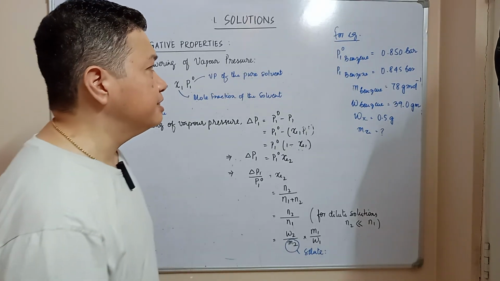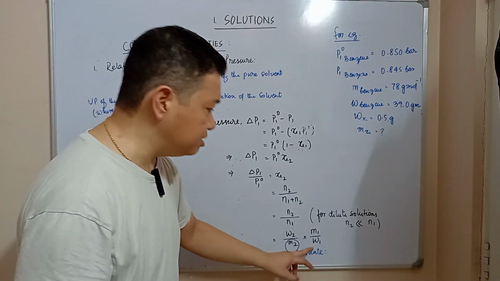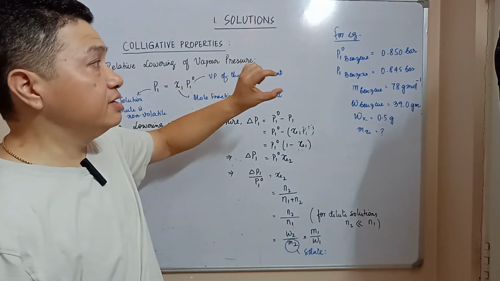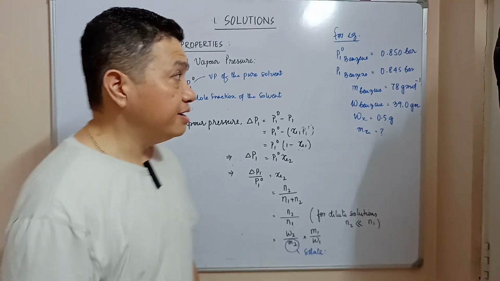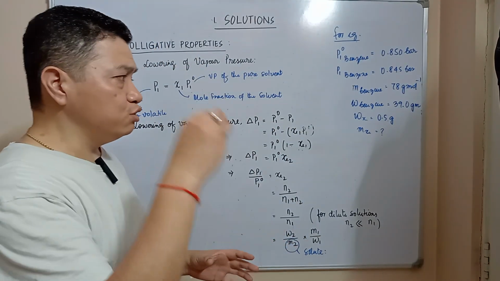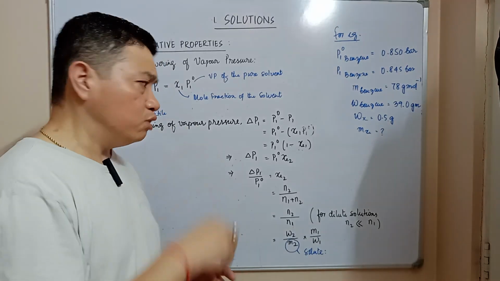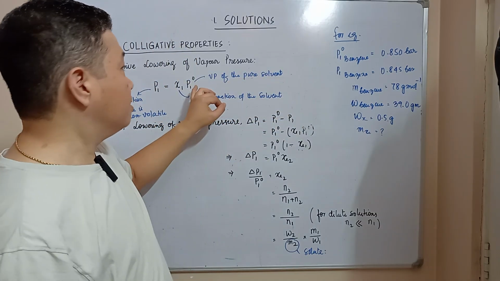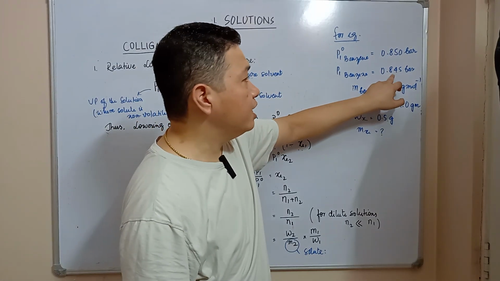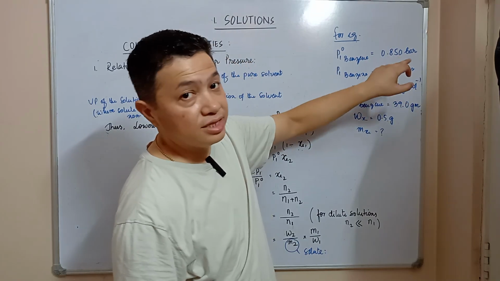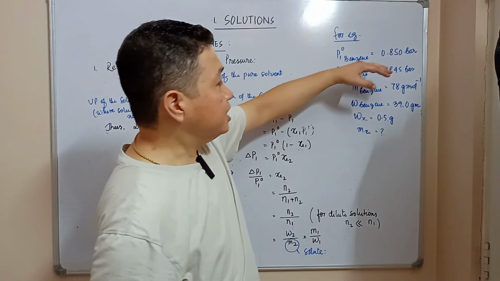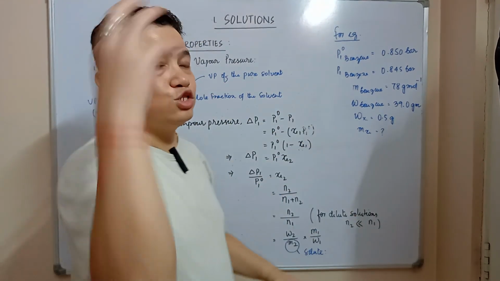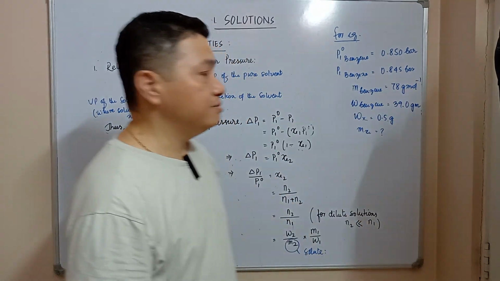Let's take an example. Say there's a solvent called benzene, and its vapor pressure when it is pure is 0.850 bar. Suppose you are dissolving an unknown non-volatile solid in it, and its vapor pressure becomes 0.845 bar. So we say that there is lowering of vapor pressure. Its initial vapor pressure was 0.850; when it dissolves some solid, its vapor pressure is lowered, and it has become 0.845 bar.